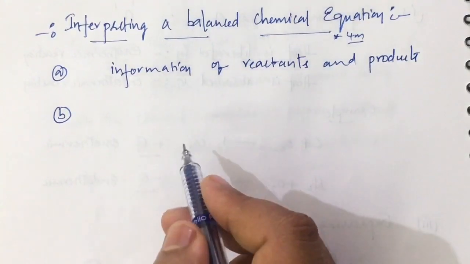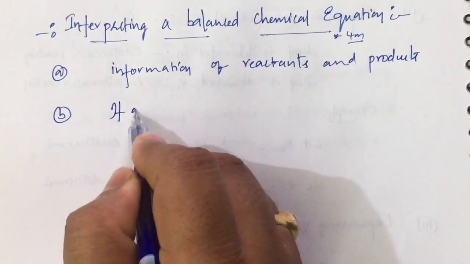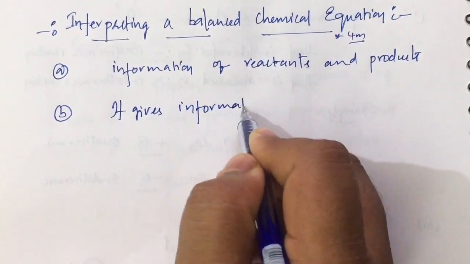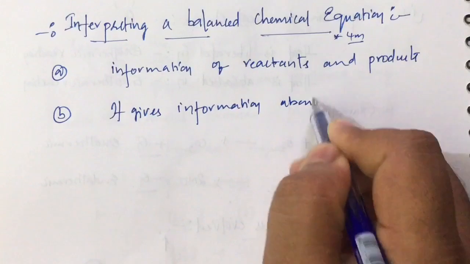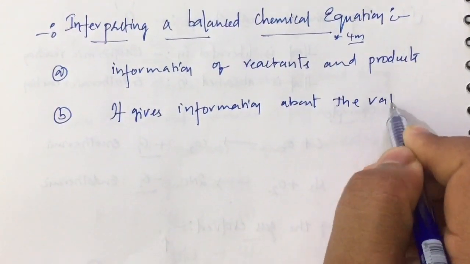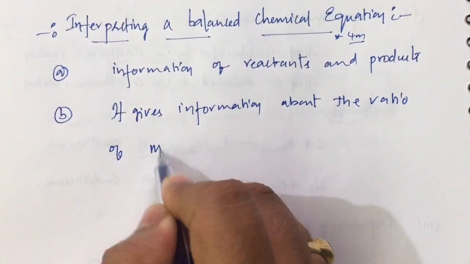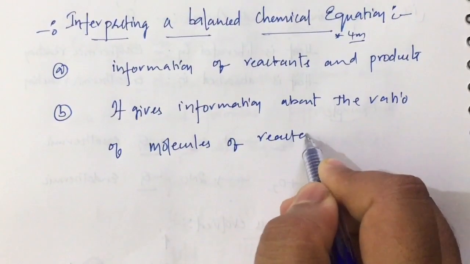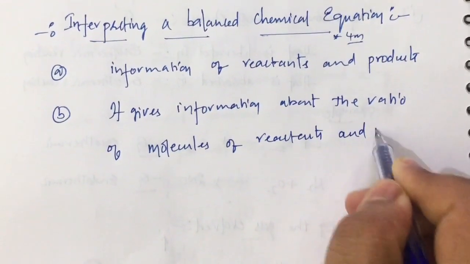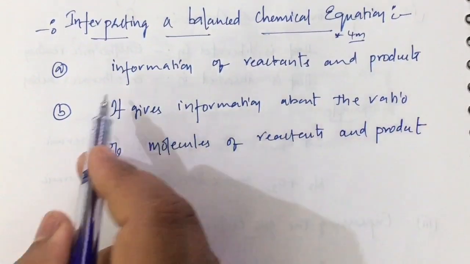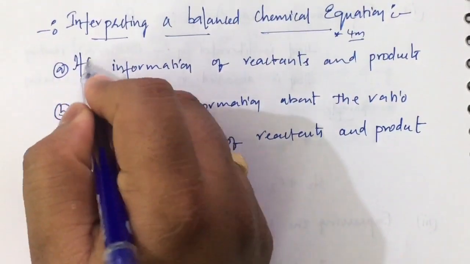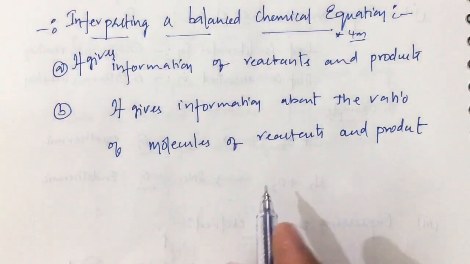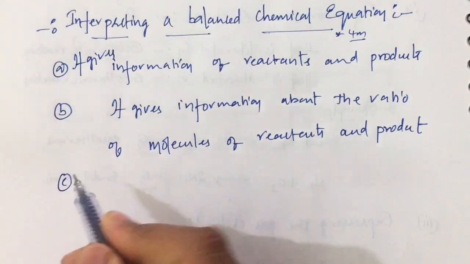The second point that we can know is that it gives information about the ratios of molecules of reactants and products. Okay, this is the second point. Hope it is very clear. The first point is, it gives information about reactants and products. Second, it gives information about the ratio of the number of molecules of reactants and products.